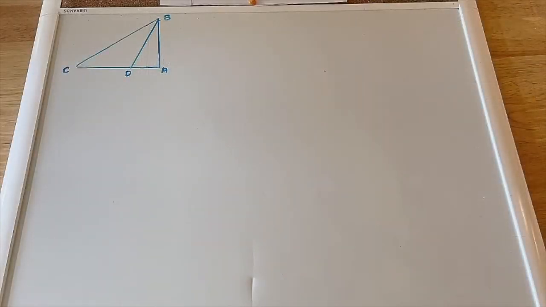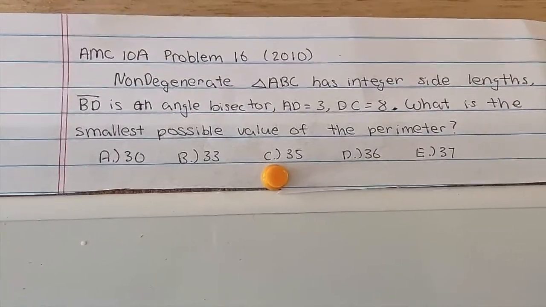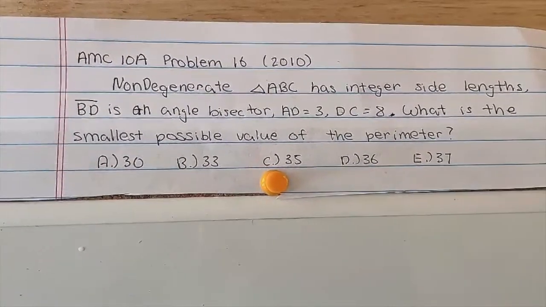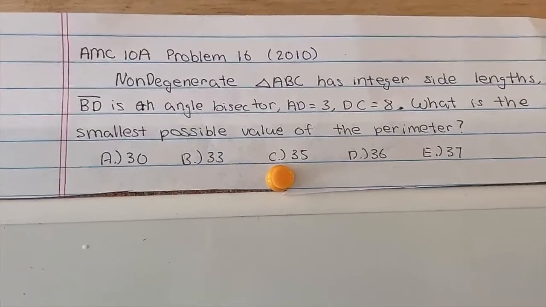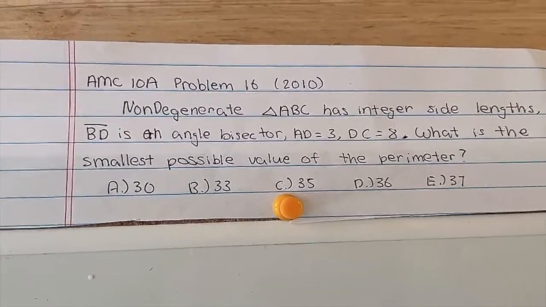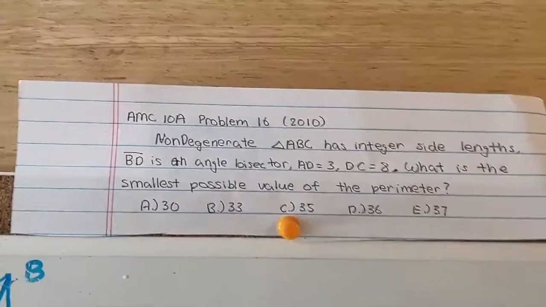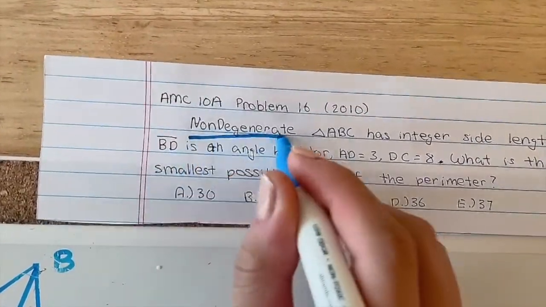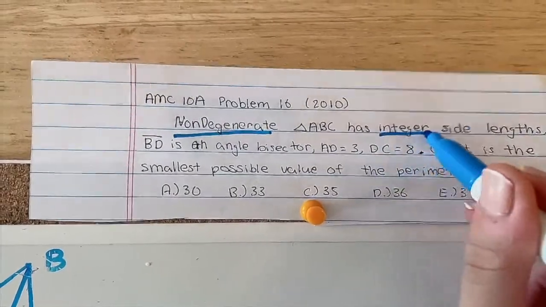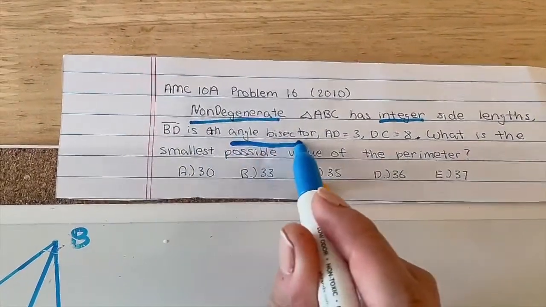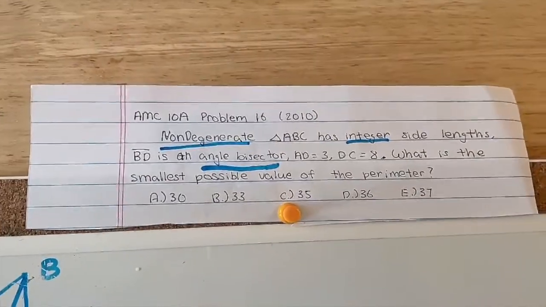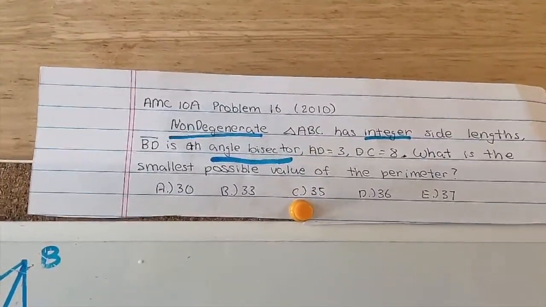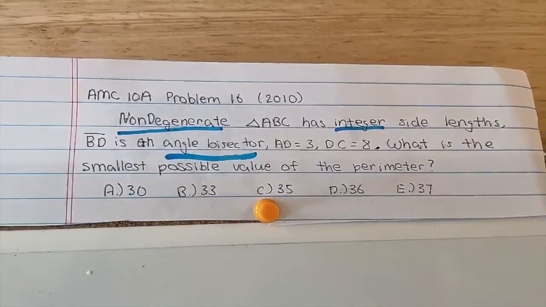This is AMC 10A, problem 16 of the year 2010. Non-degenerate triangle ABC has integer side lengths. BD is an angle bisector. AD equals 3, DC equals 8. So what is the smallest possible value of the perimeter? Keywords here are non-degenerate, integer side lengths, and angle bisector. The answer choices are 30, 33, 35, 36, and 37.